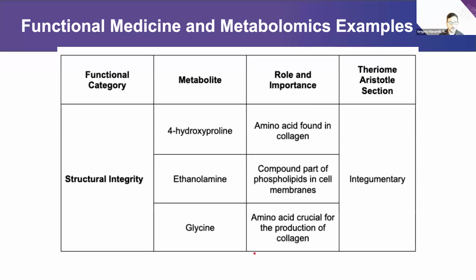And then structural integrity. So 4-hydroxyproline is an amino acid found in collagen production. Ethanolamine is a compound of phospholipids in cell membranes. If that's low, that could indicate some issues with not just cell membranes, but potentially detoxification as well. And then glycine, which is one of the backbones for collagen production. And so these are integral in assessing structural integrity, found in the integumentary section in the Aristotle report.